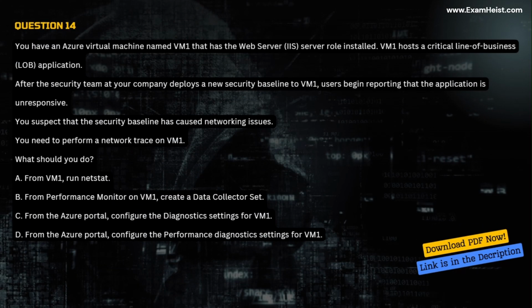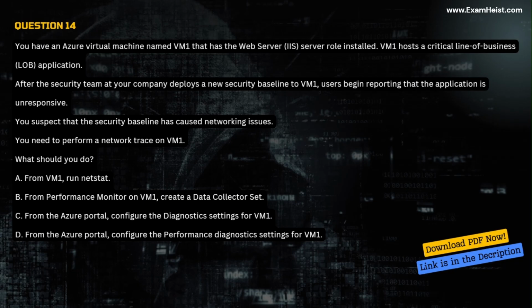Question 14. You have an Azure virtual machine named VM1 that has the web server, IIS, server role installed. VM1 hosts a critical line of business, LOB, application. After the security team at your company deploys a new security baseline to VM1, users begin reporting that the application is unresponsive. You suspect that the security baseline has caused networking issues. You need to perform a network trace on VM1.